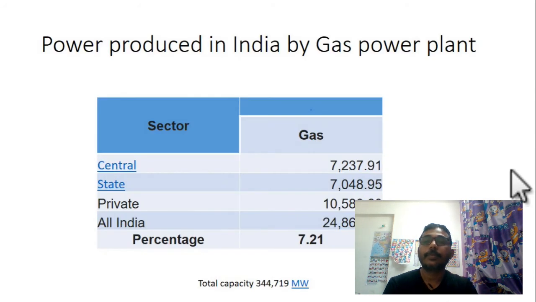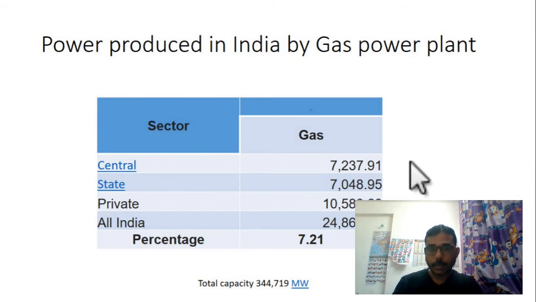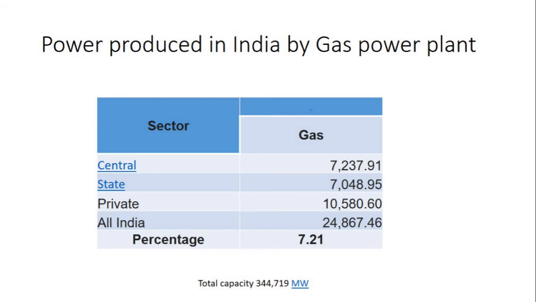Let's have a scenario of power produced by the gas power plant. We can see over here around 3,44,719 megawatt power is produced in India. In percent, it is around 7.2% power produced by gas power plants. Also, there is a classification of central, state, and private.